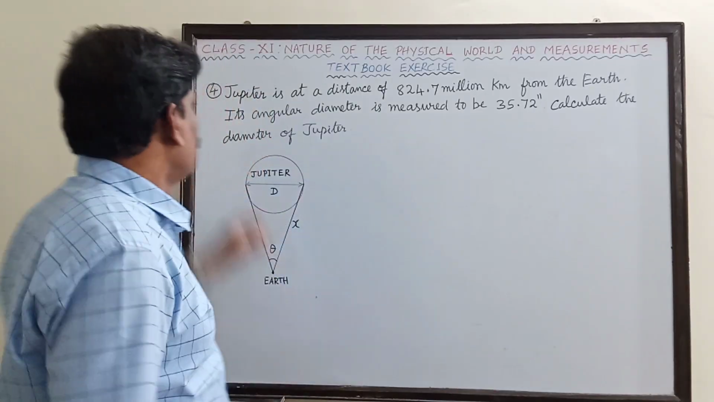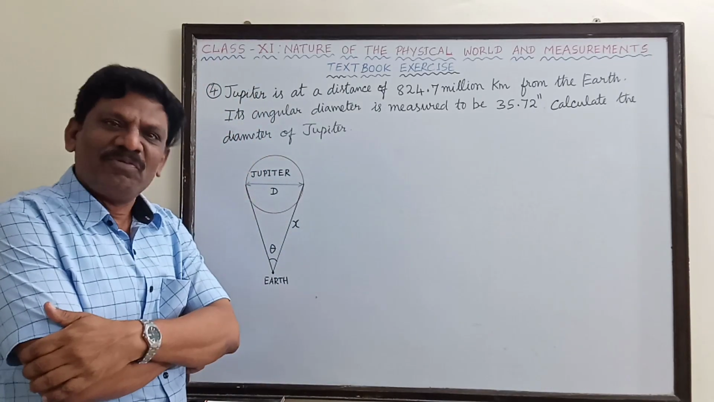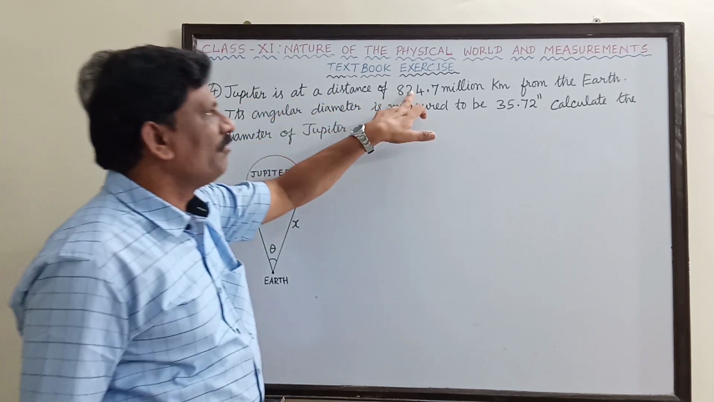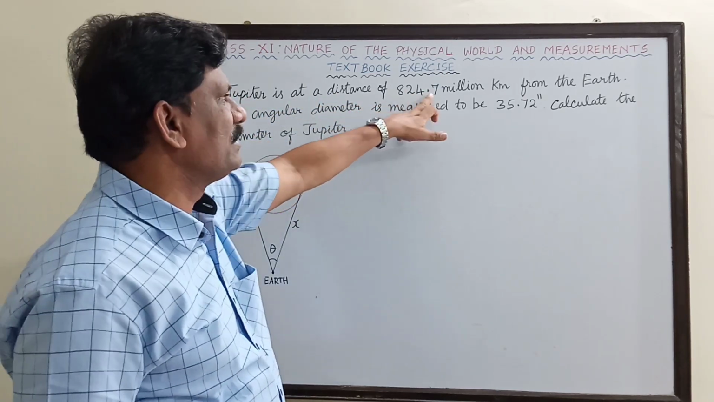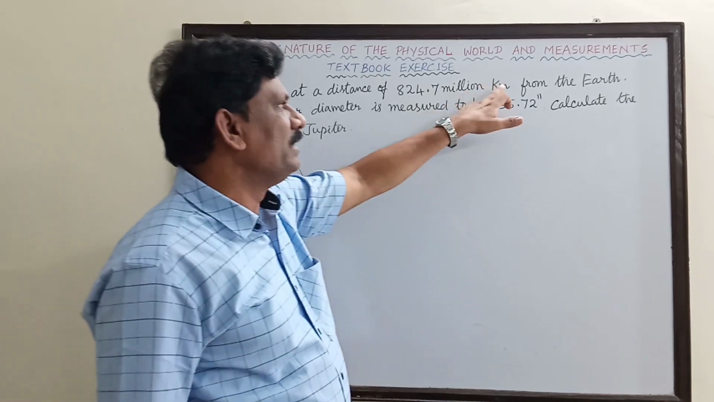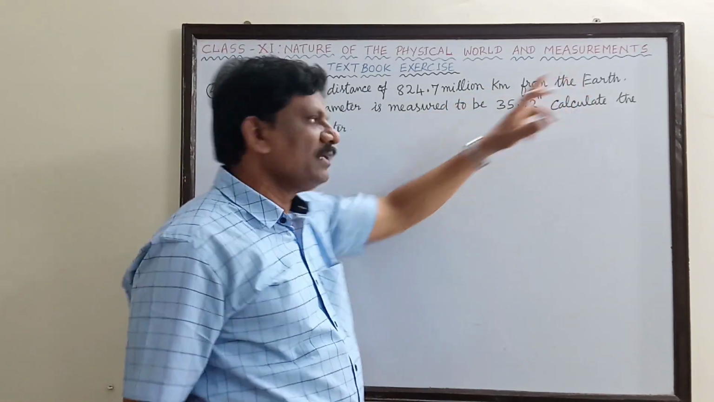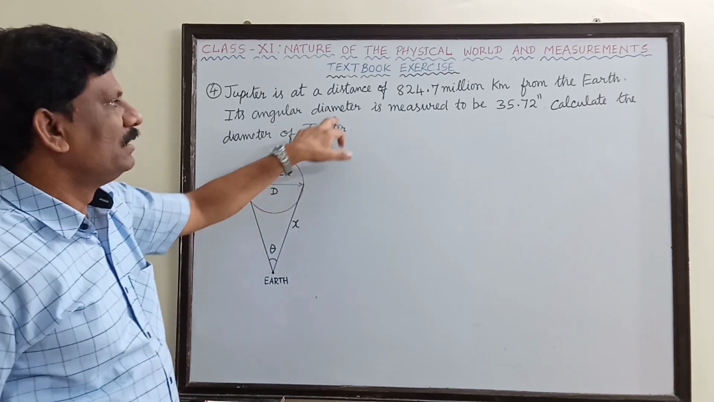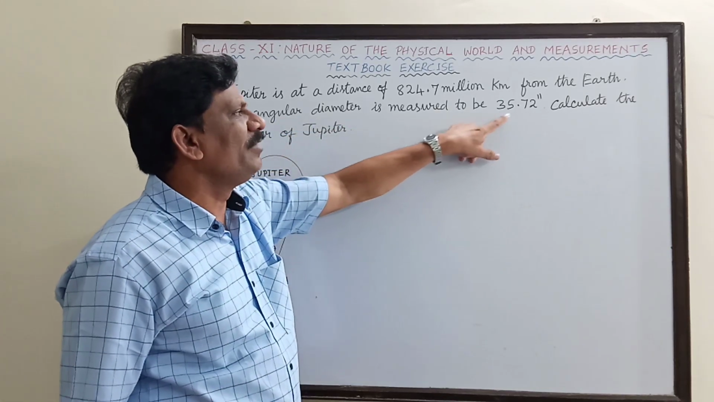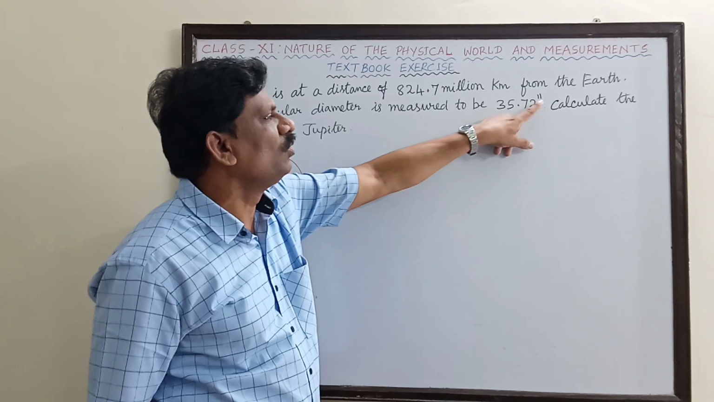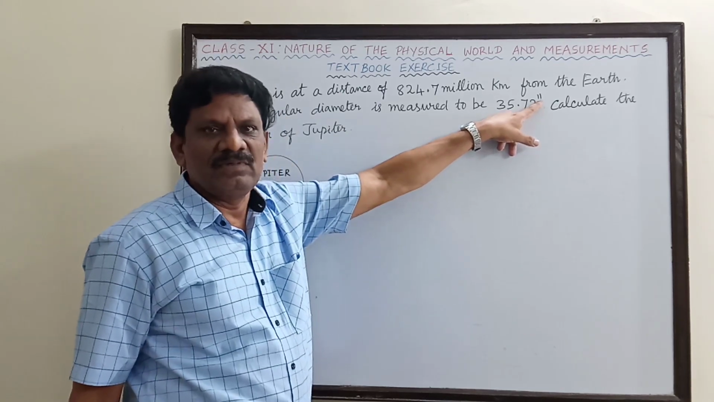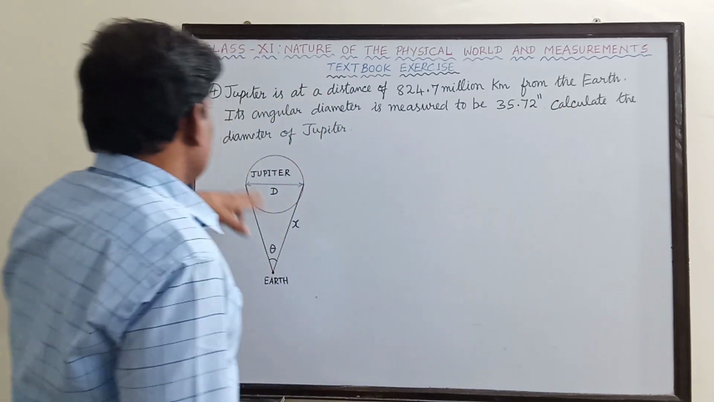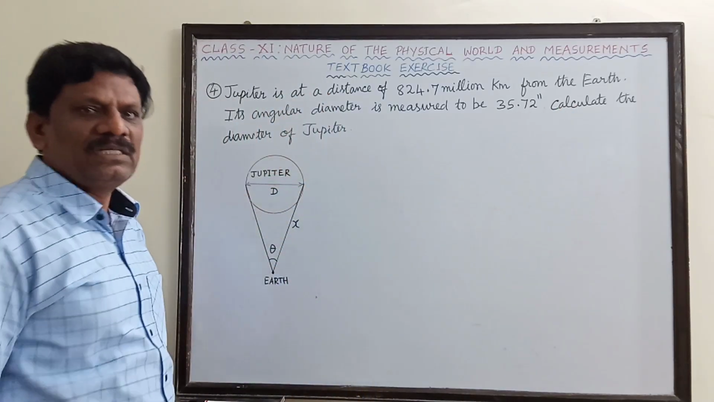Hi students, numerical problem number 4. Jupiter is at a distance of 824.7 million kilometer from the Earth. Its angular diameter is measured to be 35.72 seconds. Okay, it is seconds. 2 prime means second. Calculate the diameter of Jupiter.